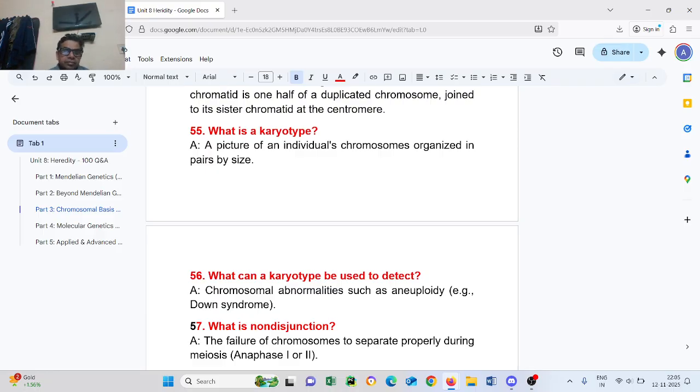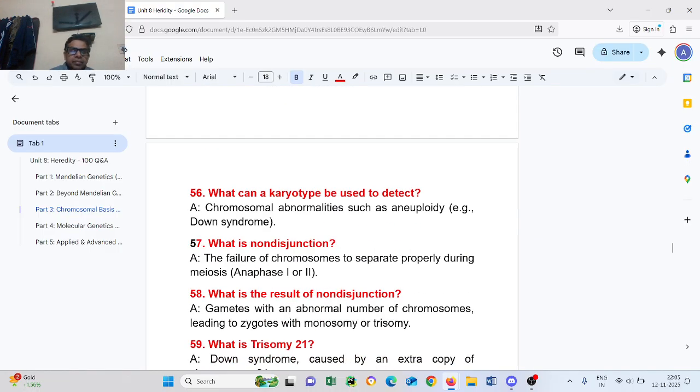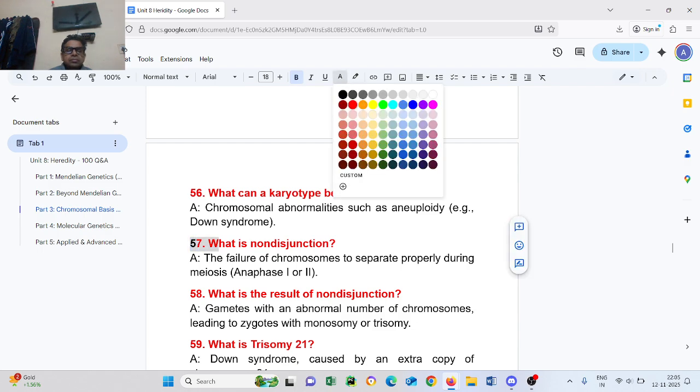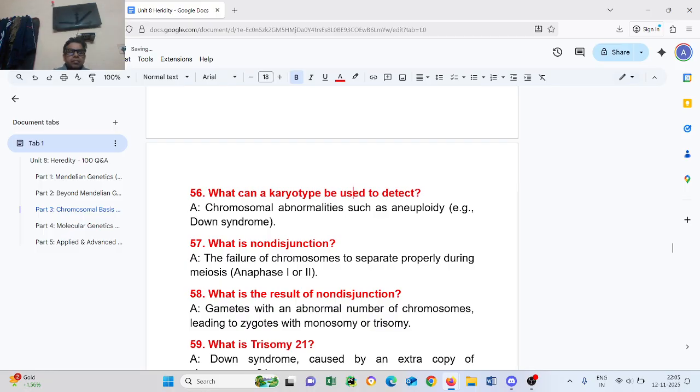Question number 57. What is non-disjunction? The failure of chromosomes to separate properly during meiosis, in anaphase 1 or 2. Question number 58. What is the result of non-disjunction?